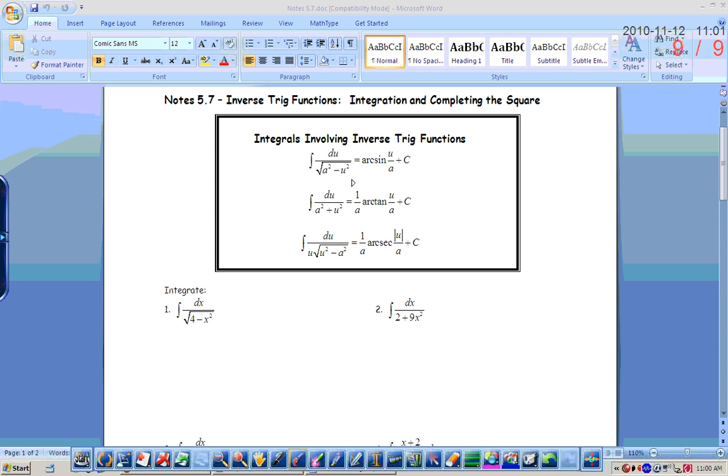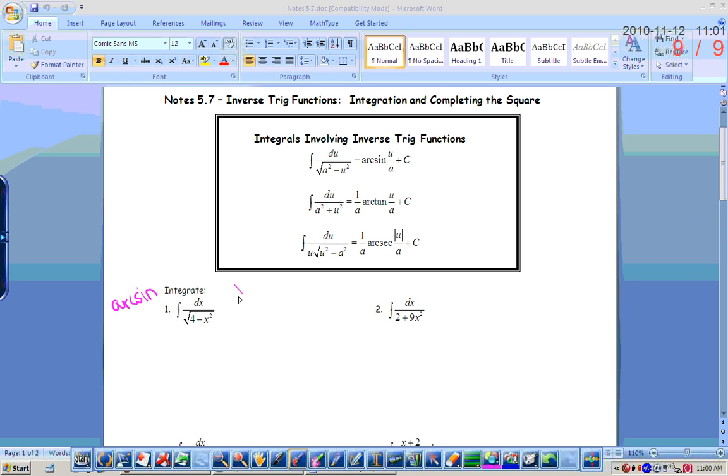You are going to use a u substitution here, and basically you just need to first figure out which one of these 3 formulas the integration fits. For all of these, a is a constant, and u is your variable. So basically we have a constant minus a variable squared under a square root. So which one of those 3 is it probably going to be? Arc sine. Good.